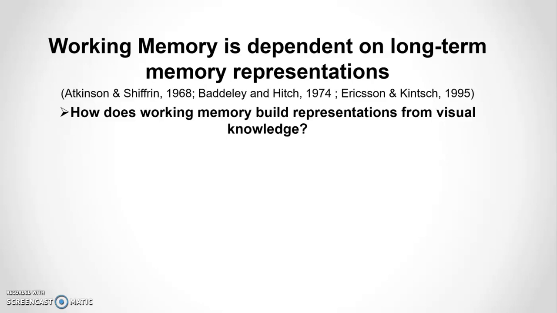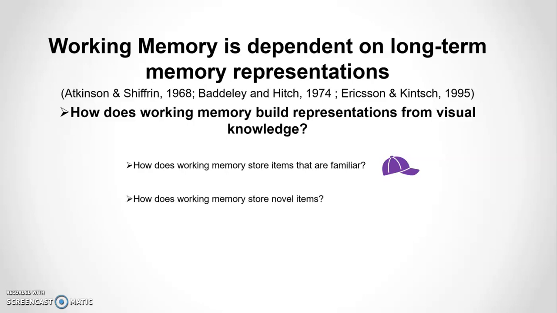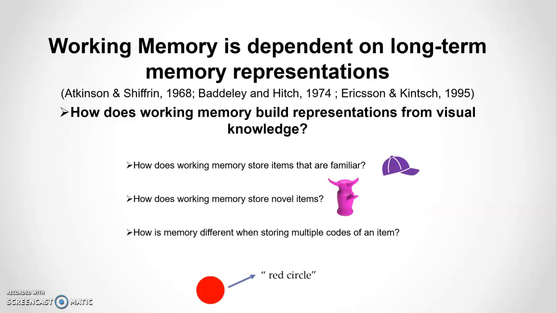We will show how working memory stores familiar items, how it stores novel information, and how it can store multiple codes of an item. And what do I mean by multiple codes? Well, in the case of a red circle, the memory can store it as categorical information or a noisy version of its visual information.